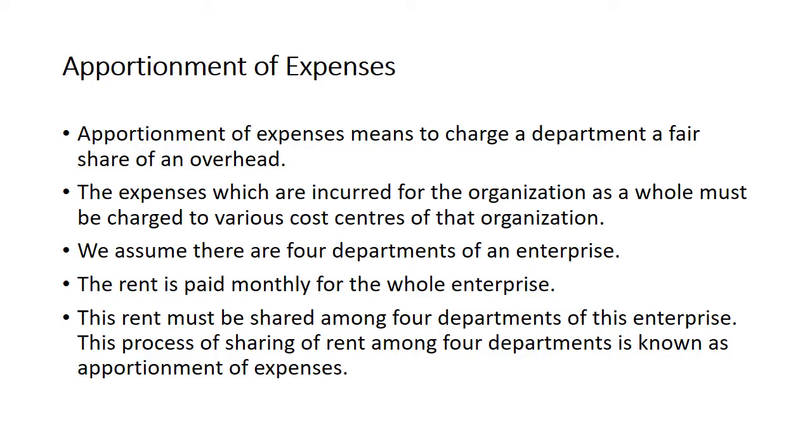The expenses which are incurred for the organization as a whole must be charged to various cost centers or departments of that organization. So let us assume there are 4 departments of an enterprise, and we pay rent. Rent is paid monthly for the whole enterprise. So this rent is a benefit for all 4 departments, so it must be shared between the departments of this enterprise. This process of sharing rent among 4 departments is what is known as apportionment of expenses.